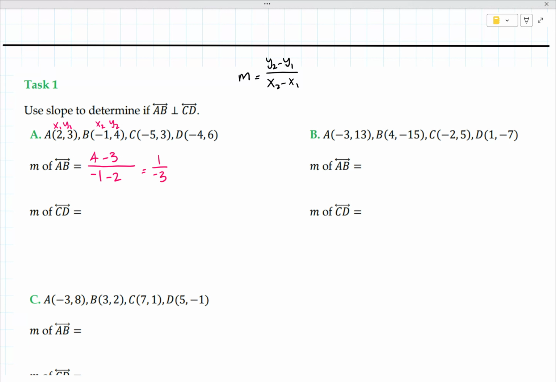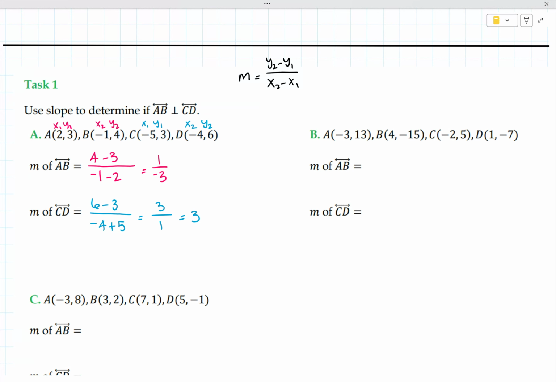And then I'm going to do the same thing for line CD. Again, label your coordinates so we plug everything in the right spot. Change in y, 6 minus 3, over change in x, so negative 4 minus a negative 5, so that double negative is going to turn into our positive. We end up with 3 over 1, which reduces down to 3.